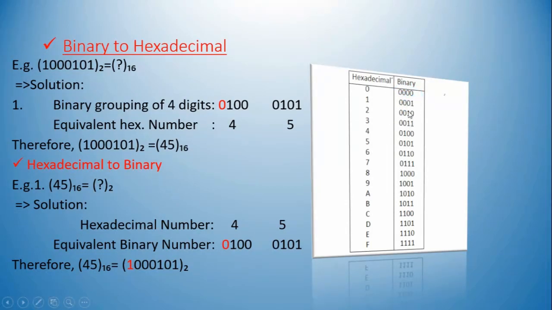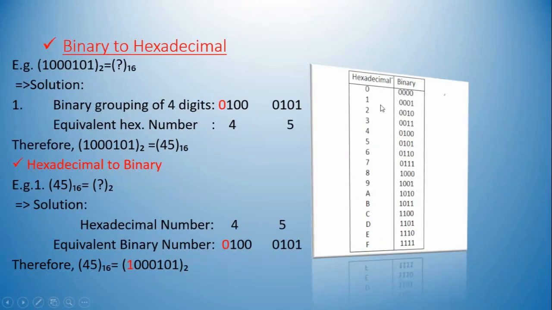Similarly, when we add 1 to this number, it becomes 10, since 1 plus 1 in the binary system is 10. Similarly, when we add 1 to 0010, it becomes 11, since 10 plus 1 becomes 11 in the binary system. Similarly, when we add 1 to 0011, it becomes 100 in terms of binary addition. Similarly, it goes on till F.